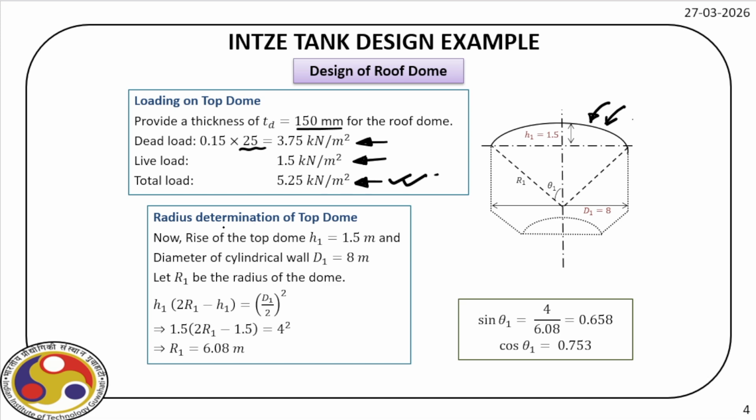So for that, let us first find out the radius of the top dome. We already have a rise of 1.5 meter and a diameter of 8 meter, and then we can find out the radius R1, as you can see here, that is from this level to this top ring beam. So here we have the expression, and we can find out the radius R as 6.08 meter. Now once we find this radius R1 marked on your screen, we can find sine of theta 1, which in our case is 0.658, and cos of theta 1, which is 0.753.